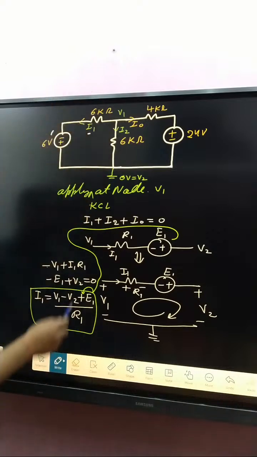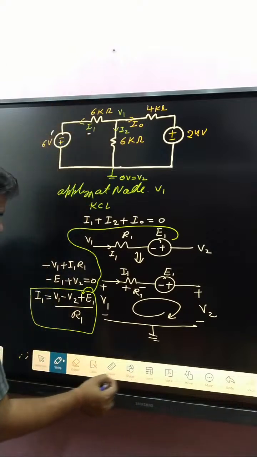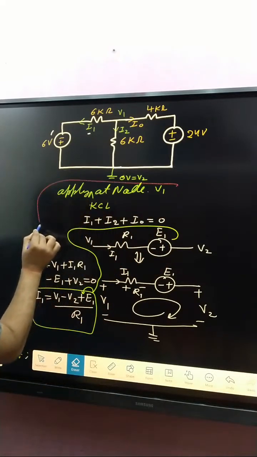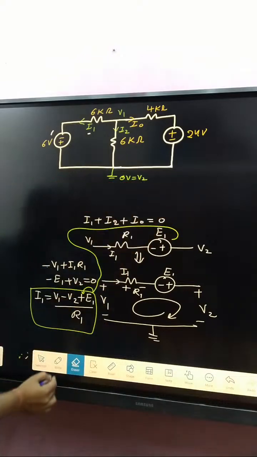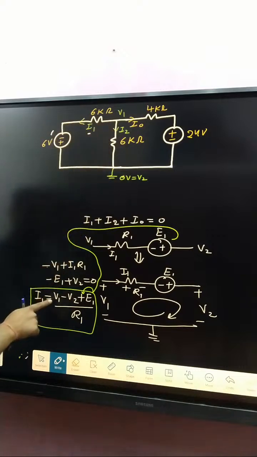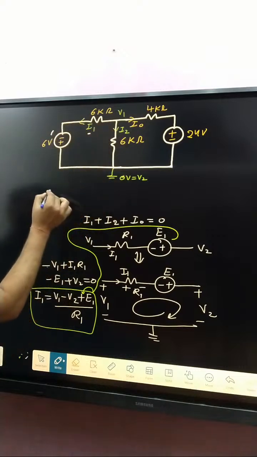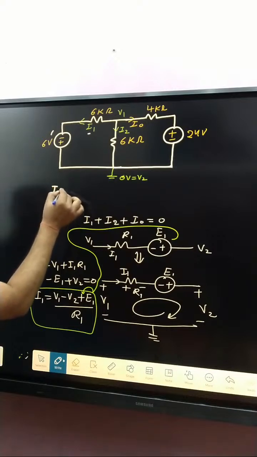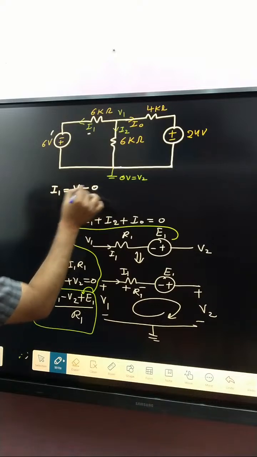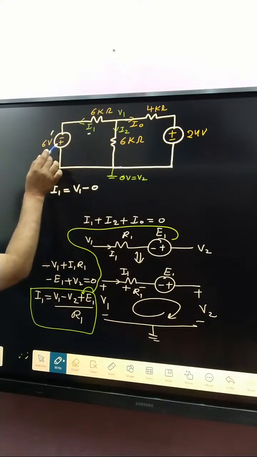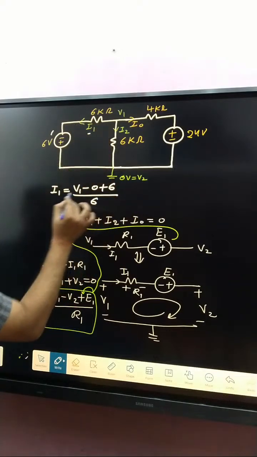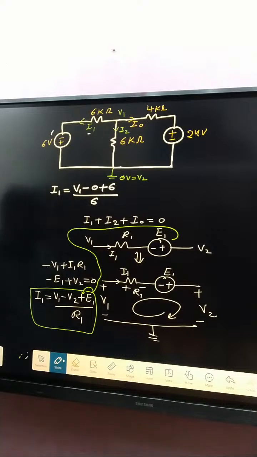What about the current? So apply it here. Remove this and write here: I1 is V1 minus 0. Here it is V1 minus V2, and V2 is 0. So what do we get for I1? V1 minus 0, current leaves from the positive terminal, so plus 6, divided by how much resistance? That is 6. Clear or not?